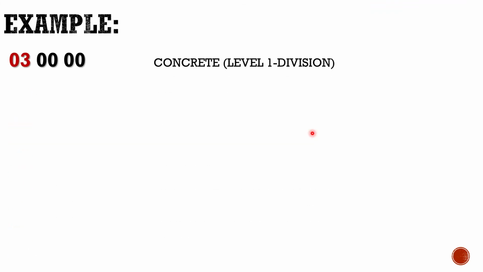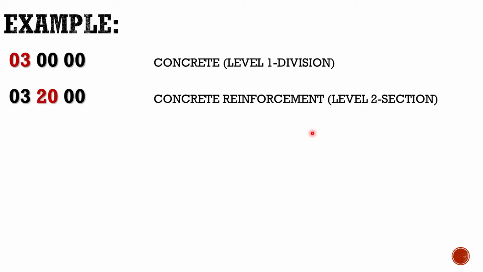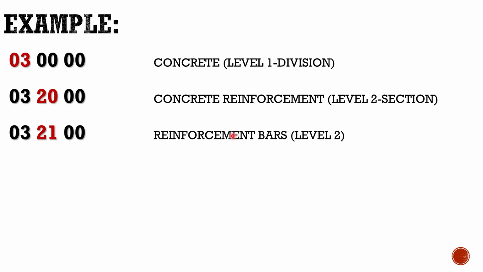Division 03, concrete, is a level 1 division. Now let's go to the section. Concrete reinforcement is section 20 of division 3. That's a level 2 section. We can go further, still at level 2: reinforcement bars is 21 instead of 20. 20 is the general concrete reinforcement, and then you'll have 21, reinforcement bars, level 2.